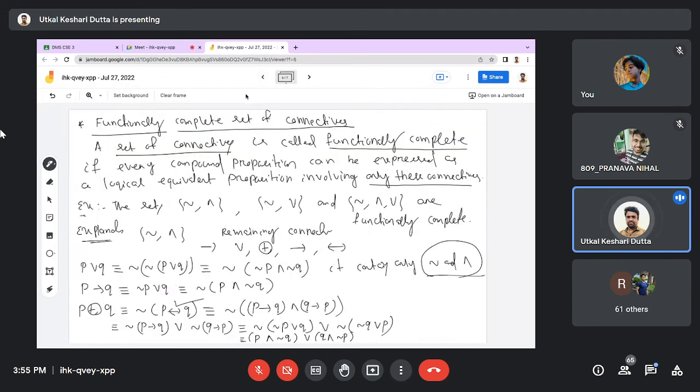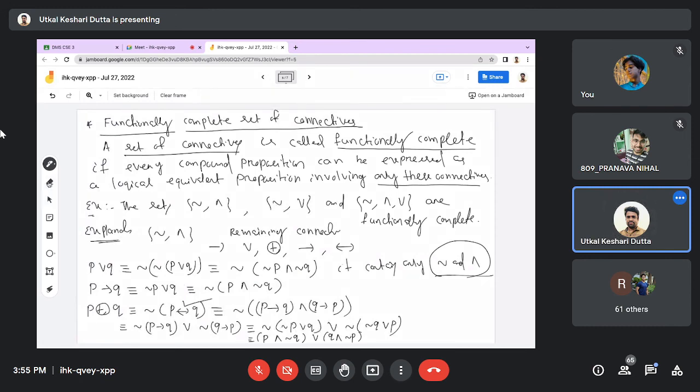You can see this is a question number in your exercise, question number 44. That means the set negation and conjunction is functionally complete. Just wait, I'm just writing clearly. Question number 44.